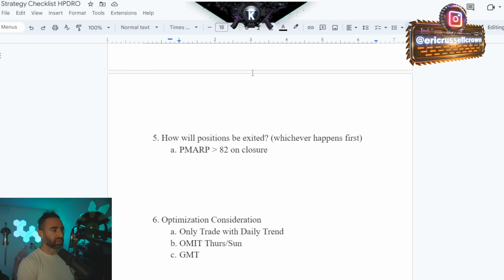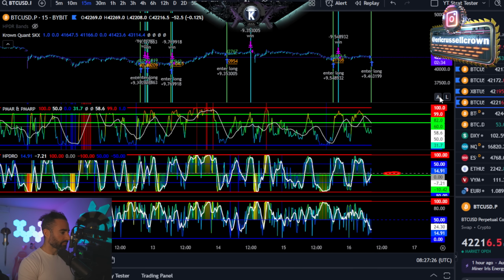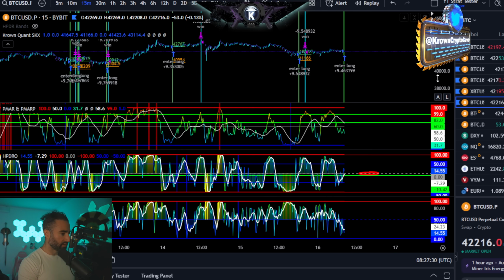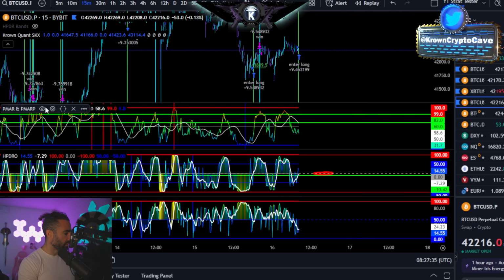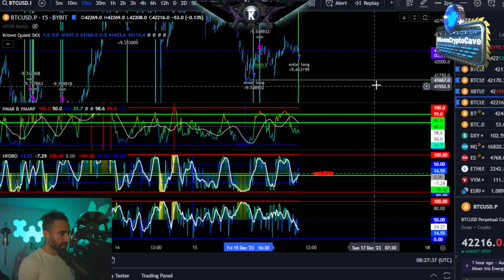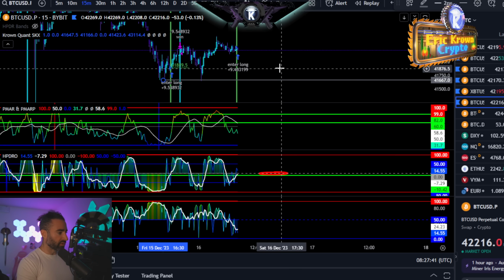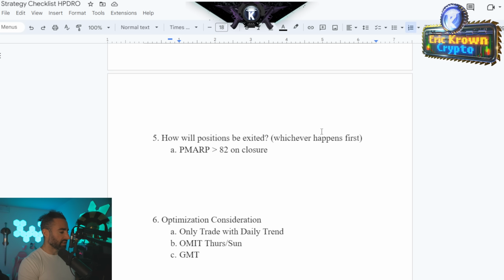Or if, again, risk management gets hit, which in this particular example would be where, I actually don't even have it listed on there, but range lows for the 15-minute are going to be down here. So if we see a closure below about 41,667, then that would also be an exit and a loss. So those are the two ways to get out of this one.